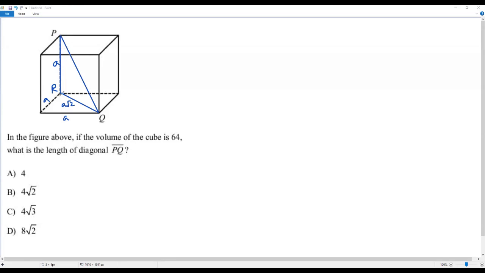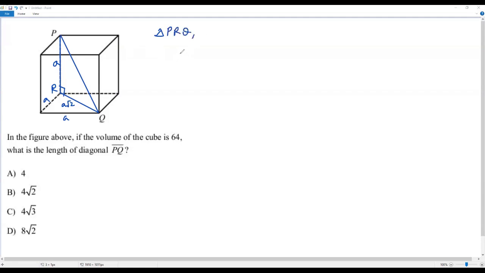Okay, now let's consider the right triangle PRQ over here. In this right triangle PRQ, we know that this leg PR is A, and this leg RQ is A times square root of 2. Our aim is to find the length of the hypotenuse PQ, which represents the diagonal of the cube. Okay, now we can use the Pythagorean theorem in this right triangle PRQ. Let me write this over here.